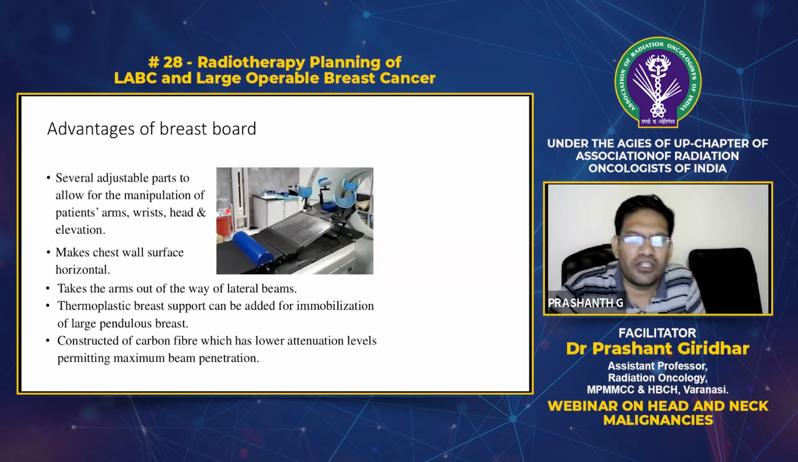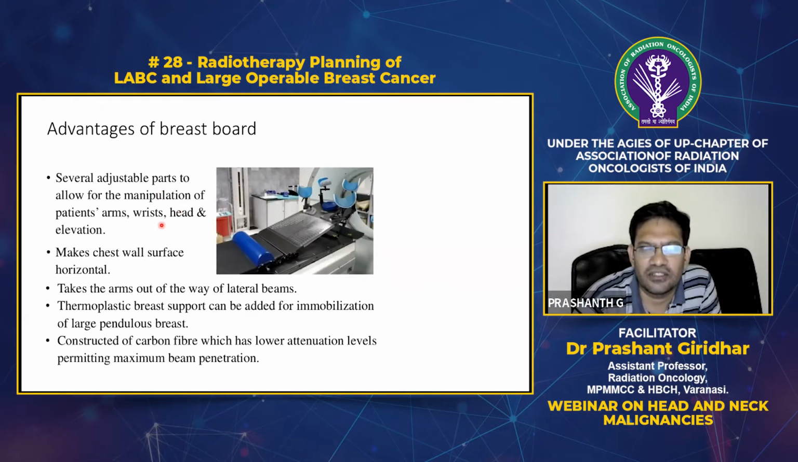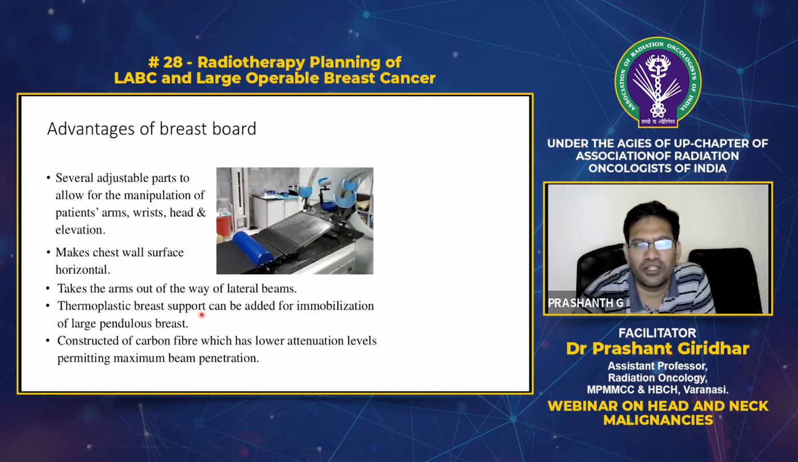So what are the advantages of a breast board? There are several adjustable parts to allow manipulation for the patient's arms, wrists, head, and elevation. It makes the chest surface horizontal. It takes the arms out of the way of tangential beams. This breast board can also be added with certain other supports like a thermoplastic breast support. And it is usually made of carbon fiber, and therefore it has lower attenuation levels.